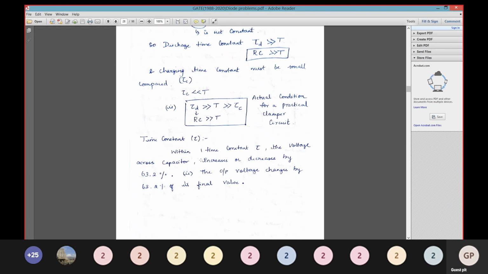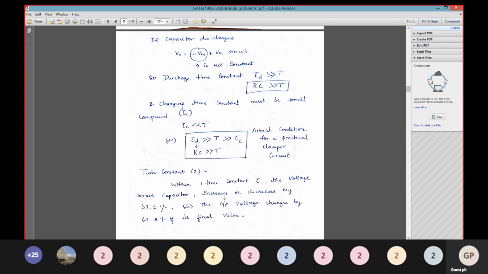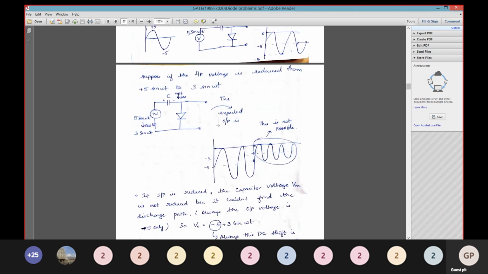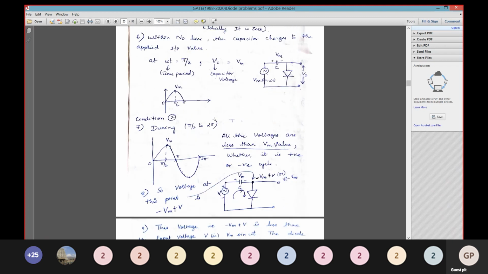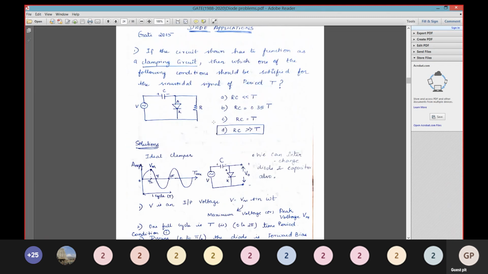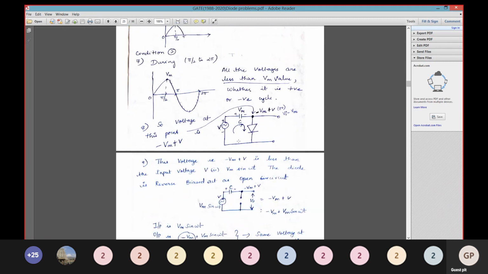As you all know, within one time constant tau, the voltage across the capacitor increases or decreases by how much percentage? 63.2 percent of its value. So for this question, your correct answer is option D: the discharging time constant is very much greater than the time period T. We'll move on to the next question.